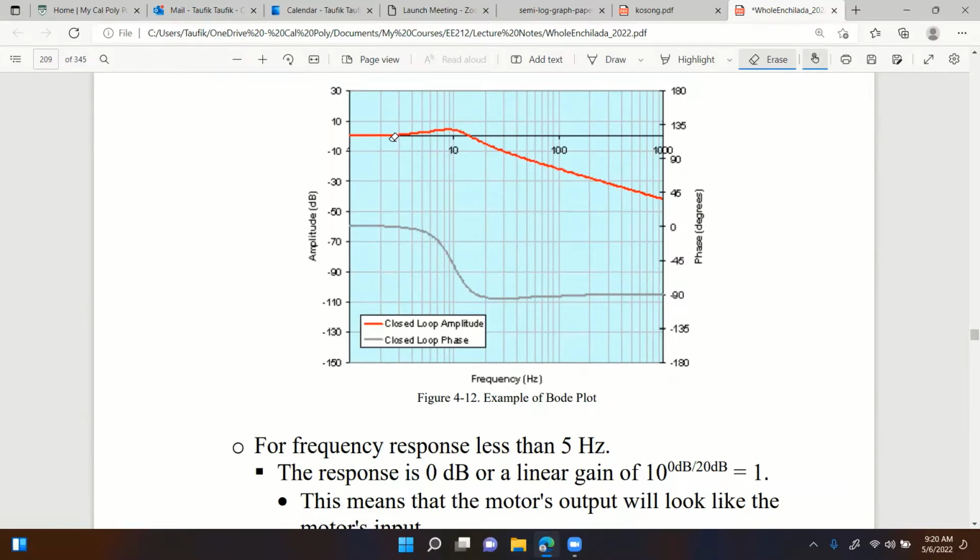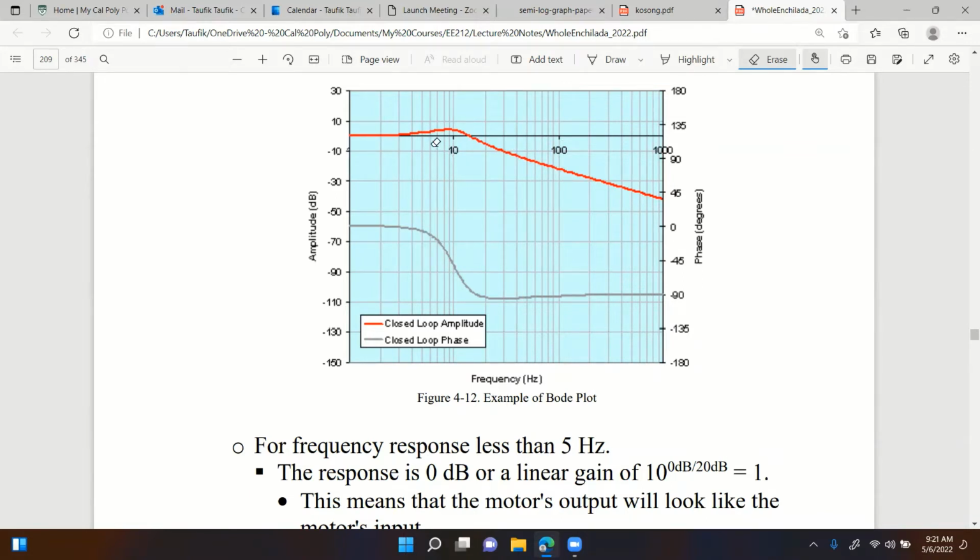So we can see how gain, the red one right here, varies with frequency, as well as how phase angle varies with the frequency. So from left to right, frequency is increasing. And you can see the frequencies, the value is 10 hertz right here, and then 100 hertz right there. And you can see the log scale right there.